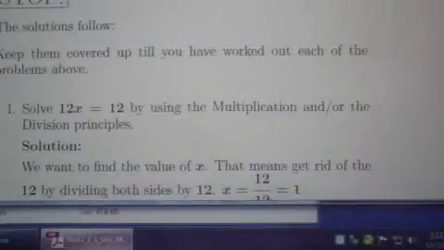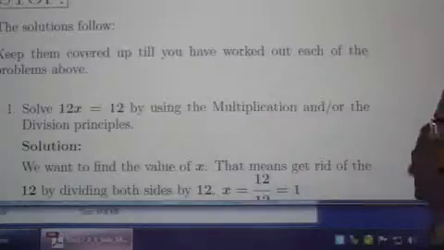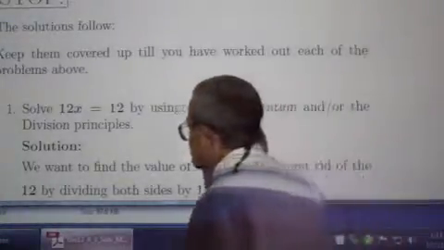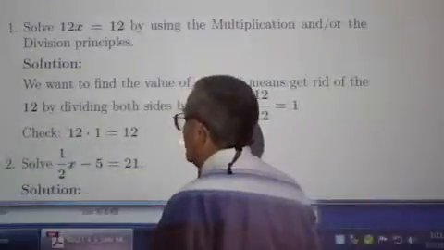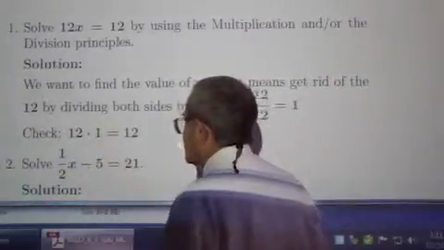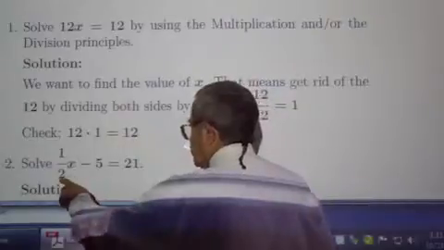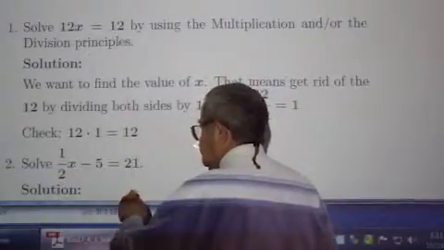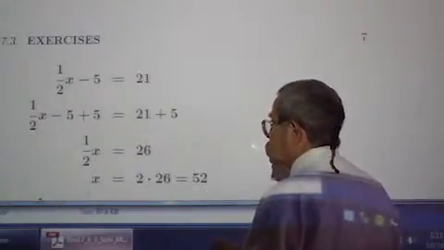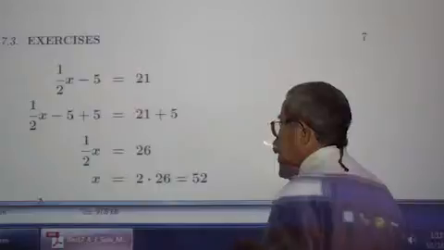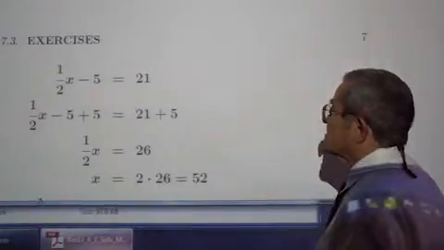In 17, we wanted to solve 12x equals 12. Divide both sides by 12. You get x equal to 1. Solve 1 over 2x minus 5, which is 21. Add 5 to both sides. Multiply by 2. You get x, which apparently is equal to 52. Okay?